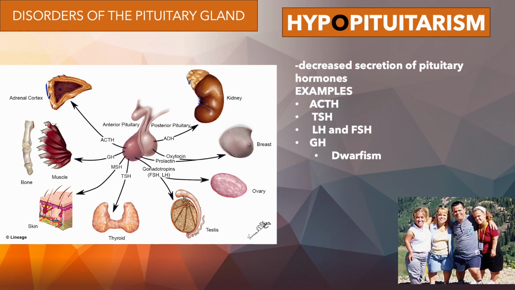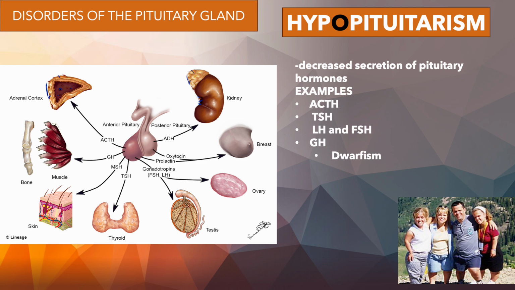Okay, let's talk about the pituitary gland. Okay, remember what it does? It releases all these hormones. So a problem with hypopituitarism can be selective to one of these hormones, or it can be 2 or 3 or all of them. So it ranges.